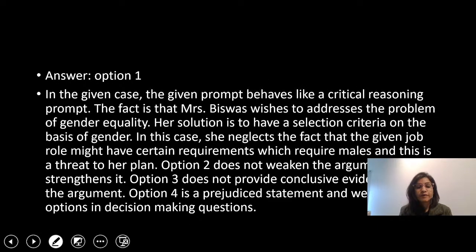Quickly go through the explanation they've given so that we can move ahead. Everyone, just 1 minute, go through the option explanation and then we move ahead.